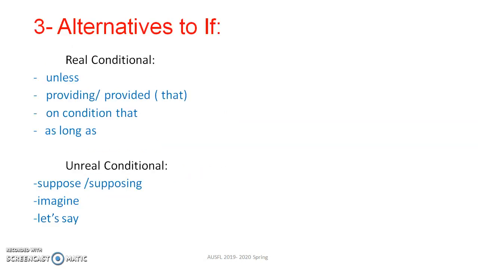Finally, we will focus on some alternatives to the if structure, used instead of if. These are unless, providing, provided that, on condition that, as long as for a real conditional, and for an unreal conditional, suppose, supposing, imagine, or let's say can be used.